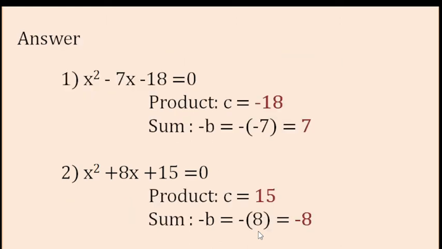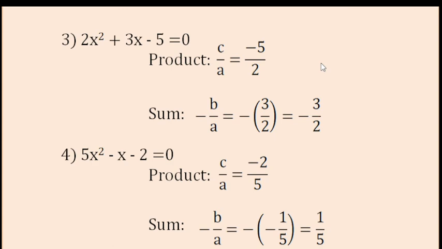For item number 1, the product is negative 18 and the sum is 7. For item number 2, the product is 15 and the sum is negative 8. For item number 3, the product is negative 5 over 2 and the sum is negative 3 over 2. For item number 4, the product is negative 2 over 5 and the sum is 1 over 5.